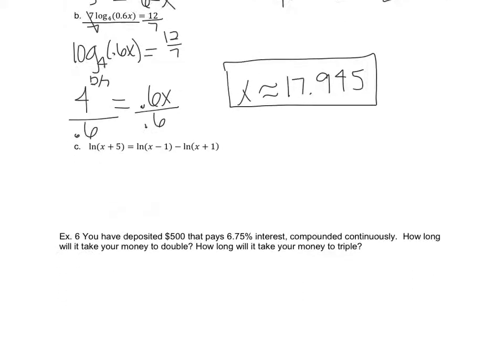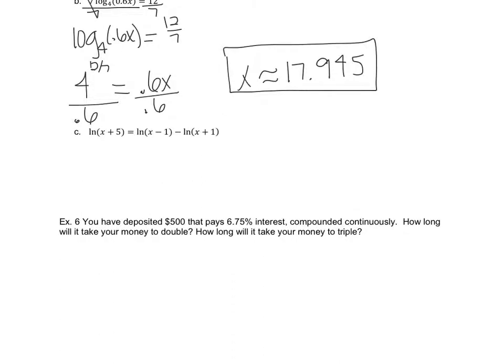On part C, if you notice, there's 3 different natural logs. So what I'm going to do is move everything to one side so that I can combine it down to one log. I'm just going to move this one over. I'd rather move one thing than 2. So I'm just going to move everything on the left side to the right side. So I've got 0 equals ln of x minus 1 minus ln of x plus 1 minus ln of x plus 5.